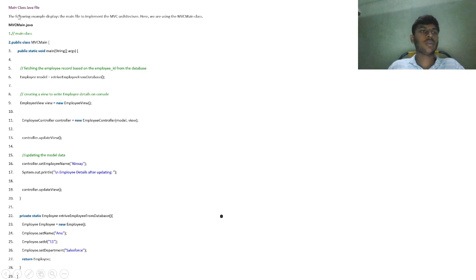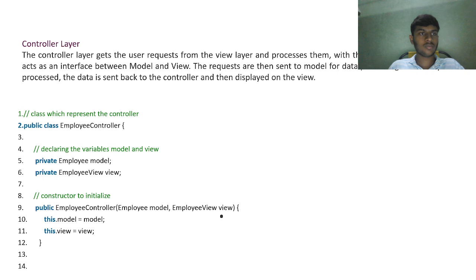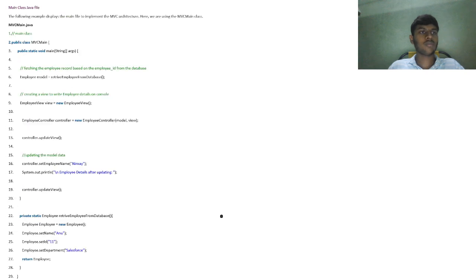Here let's see the main class Java file. The following example displays the main file to implement the MVC architecture. Here we are using the MVC main class. It fetches the employee record based on the employee ID from the database, creates a view to write employee details on the console, and updates the model data. This is all the code, and this is the method to update the view. This is the main program, that is MVCMain.java.